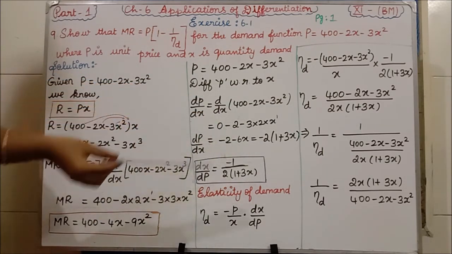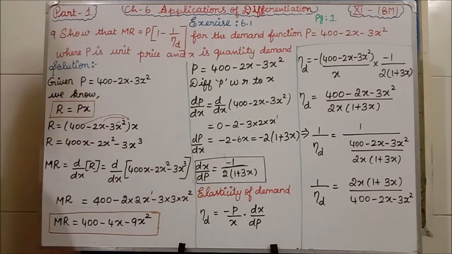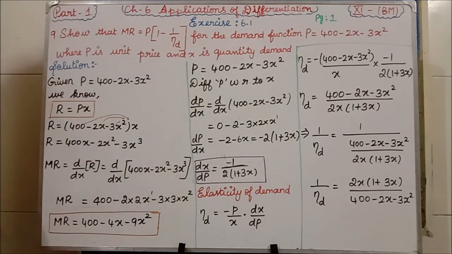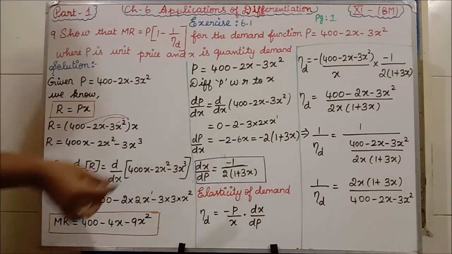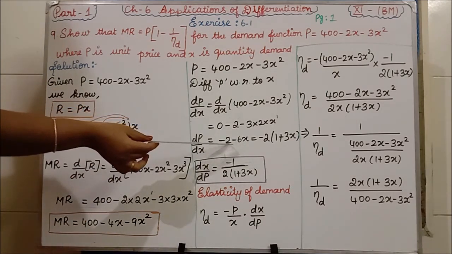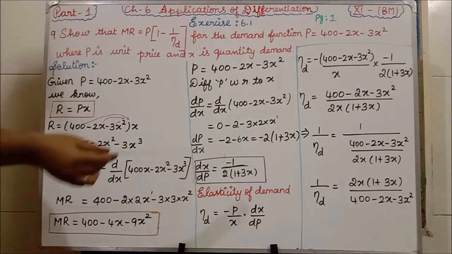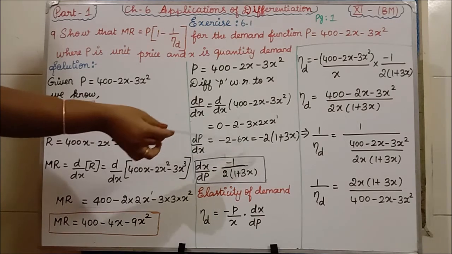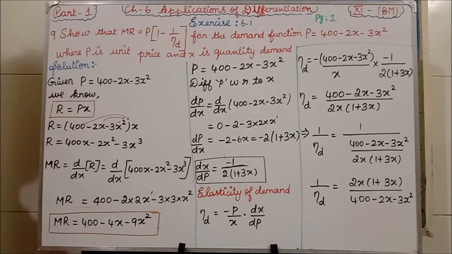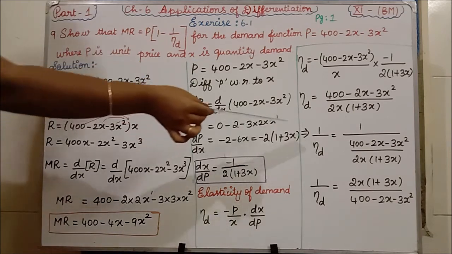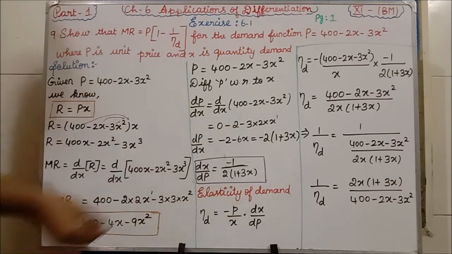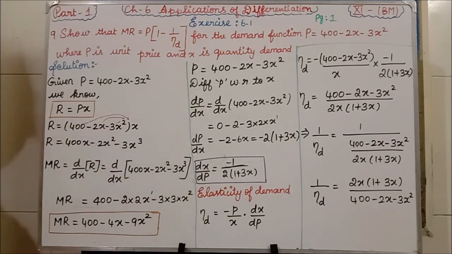400 if you differentiate, 0. 2x if you differentiate, 2 into 1 is 2. 3x square if you differentiate, 3 into 2 into x power 1. So what answer are you getting from this? Minus 2 minus 6x. In both terms minus is common and 2 is also common. So take that minus 2 out. Then what will be inside? 1 plus 3x. Multiply and see, minus 2 into 1 is minus 2. Minus 2 into plus 3 is minus 6x.